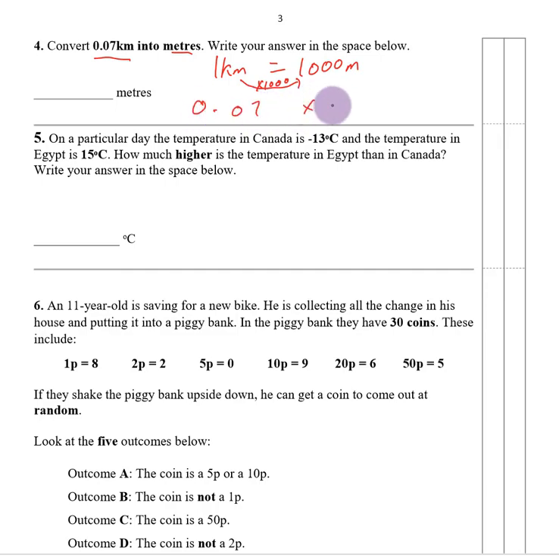0.07 times by 1,000. So when we're timesing by 1,000, the decimal point moves down 1, 2, 3 places because it's 3 zeros. So it moves 1, 2, 3. Decimal point is now here. Didn't jump over anything there, so I need to put a 0 in that gap, and then get rid of the decimal point from here, everything else, and it leaves us just with 70 meters.